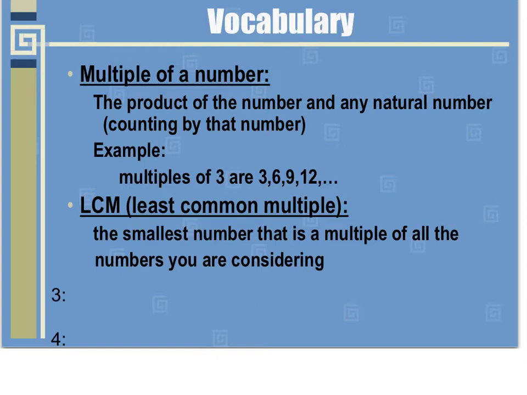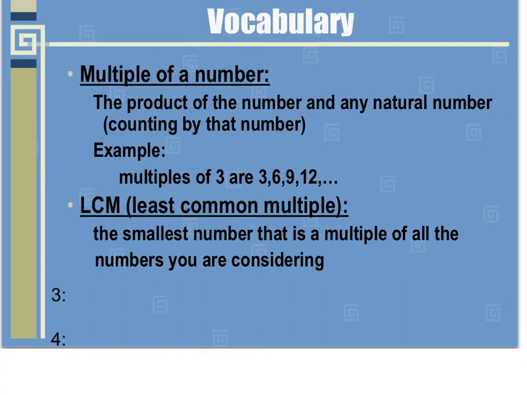So to review, a multiple is a product of a number and any natural number counting by that number. So write these down in your notes. That's kind of confusing as you read it and listen to it, but giving examples makes it more clear. For example, if I want to know the multiples of 3, I would literally start with the number 3. So I'm going to start with the same number and then count by 3s, or I could multiply up until I get my product.